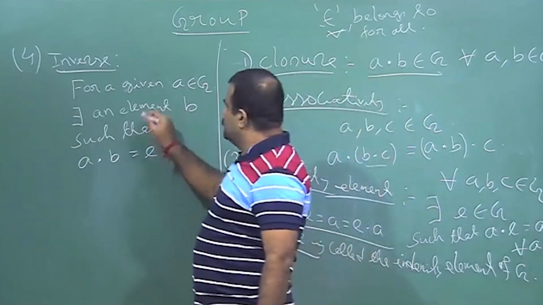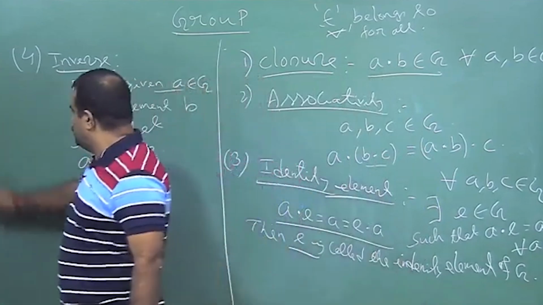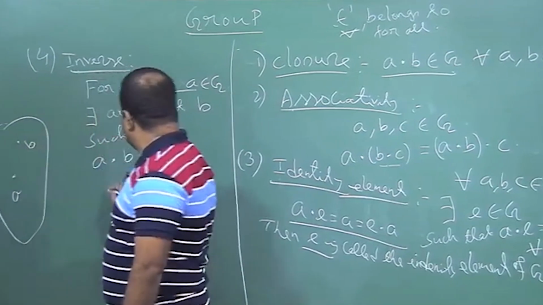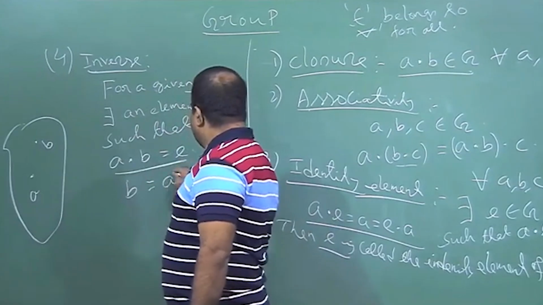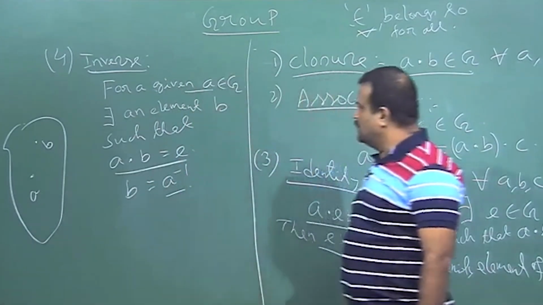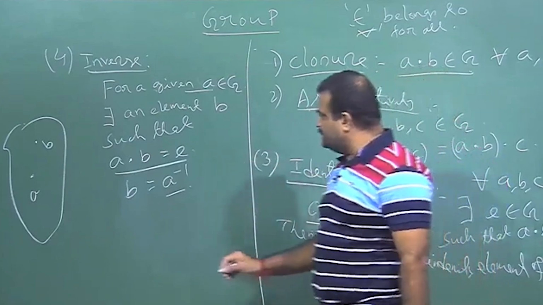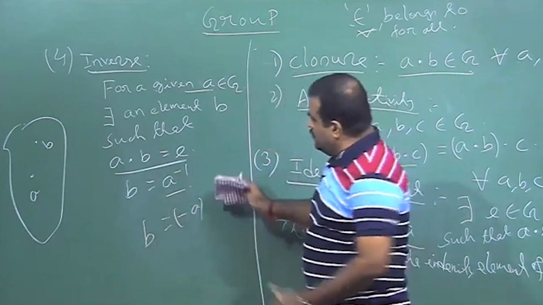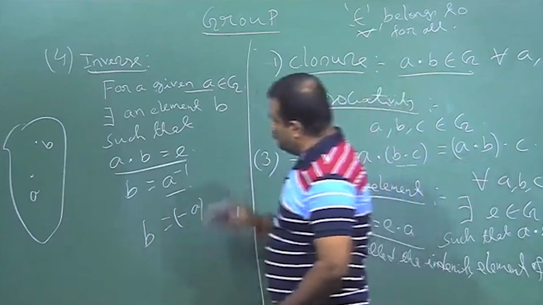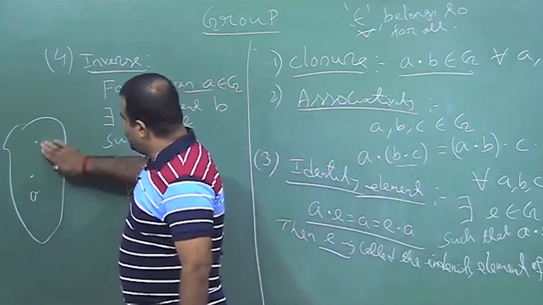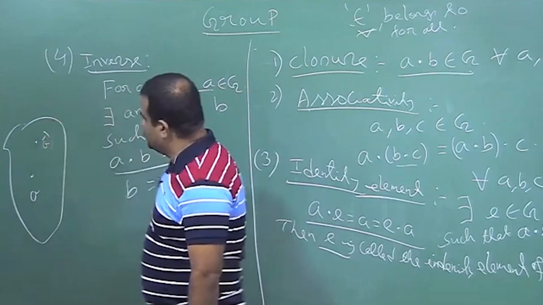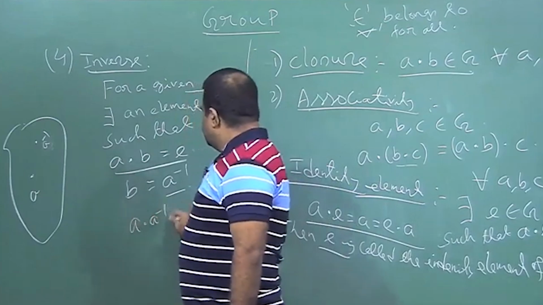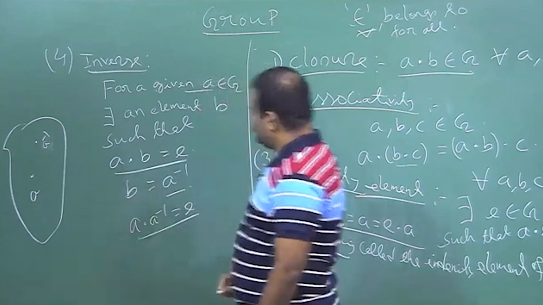This must be for every element. So, we have a group G, we take an element A, and there must be an element B. If this is true, B is referred to as A inverse. This is in the multiplicative sense, but in the additive sense B is referred to as minus A. Anyway, we will talk about that, but for a given A, there must exist a B, called A inverse, such that if we multiply A with A inverse, it will give us the identity element.